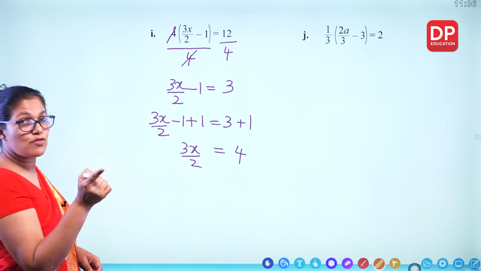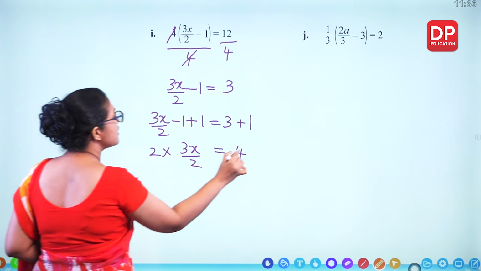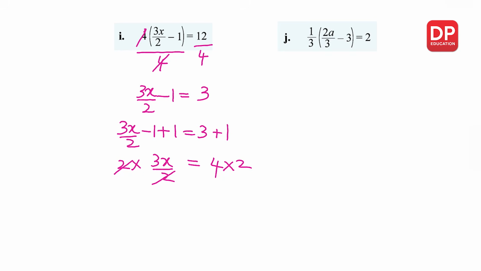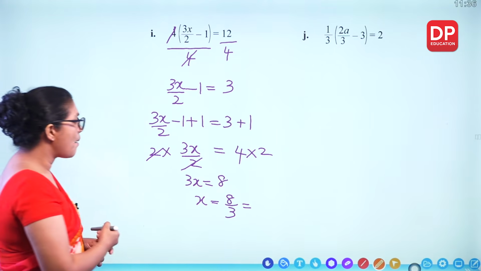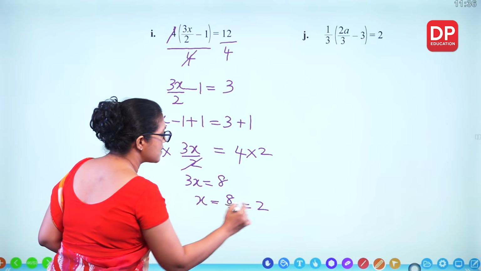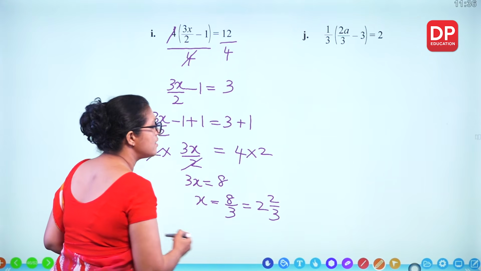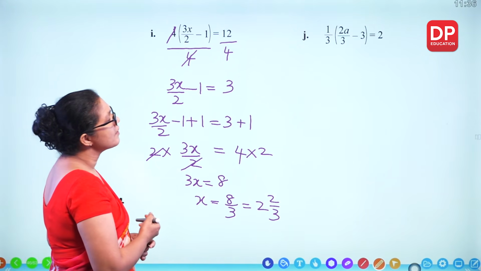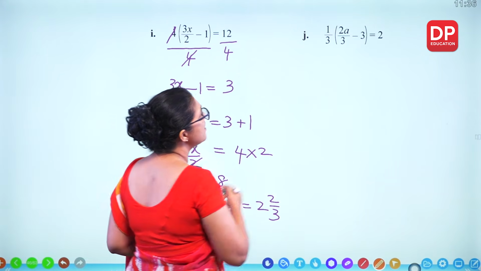Now denominator is 2 there. Multiply both sides by 2. You get 3x equals 8. What's the x value? 8 divided by 3. If you want to write as a mixed number, this is 2. 8, 2 times 3 is 6 and 2 remaining. 2 and 2/3.